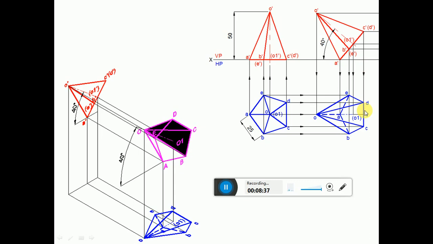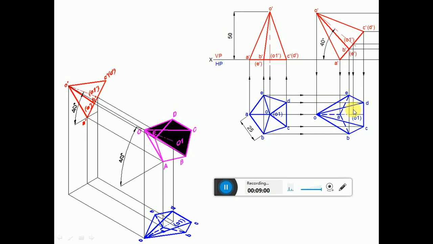Once you get all these points, join them using thin continuous lines. Here join A to B, B to C, C to D, D to E, E to A. Since we have joined O dash to A dash, O dash to B dash, O dash to C dash, O dash to D dash and O dash to E dash, here also you join them. Join OA, OB, OC, OD and OE with thin continuous lines.